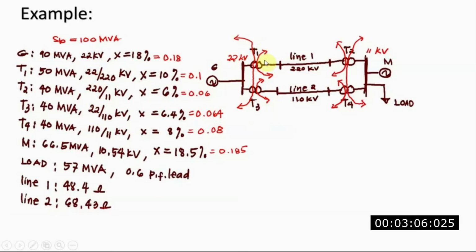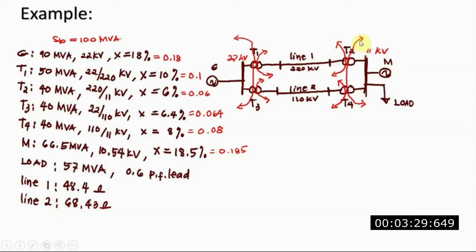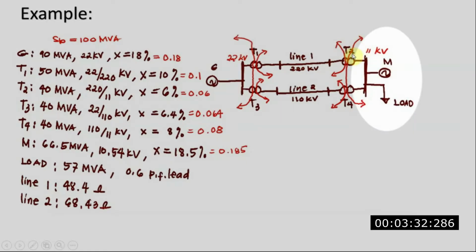For line 1, you see that the transformer 1 secondary side is 220, so this part. And for transformer 2, you also have the primary side of 220 kV, and the secondary is 11. So the line 1 voltage base is 220, so this is another section. Another section is the secondary side of transformer 2. Transformer 2 is 220 over 11 kV, so the secondary side is 11 kilovolt. For transformer 4, you also have 11 kilovolt.